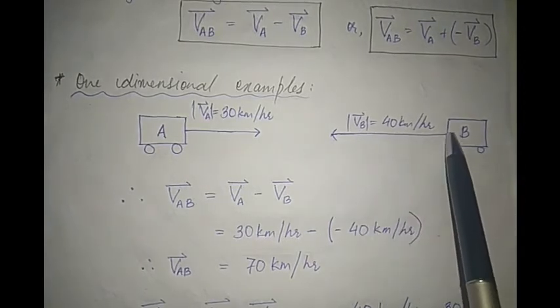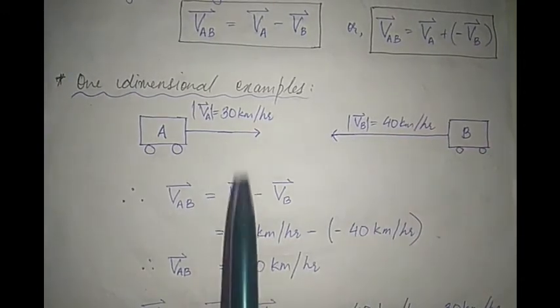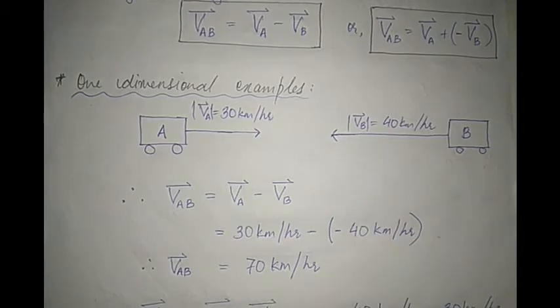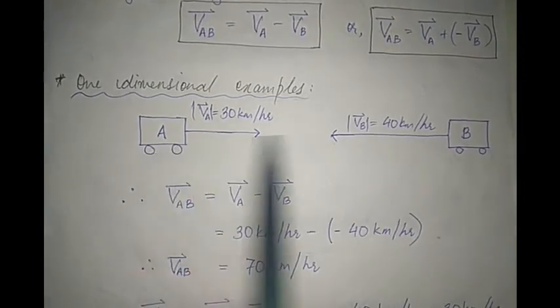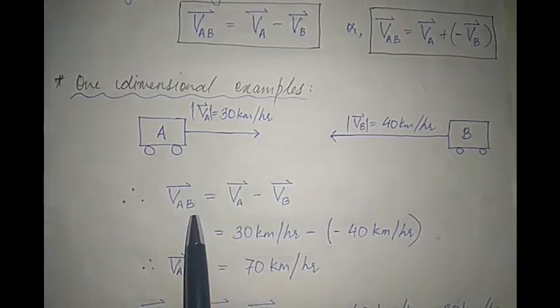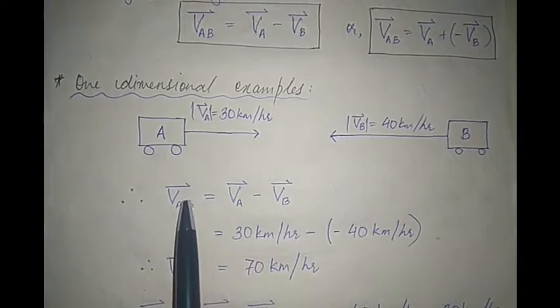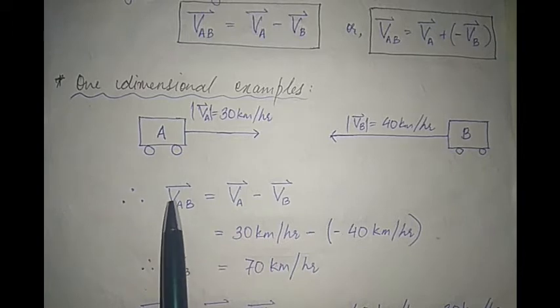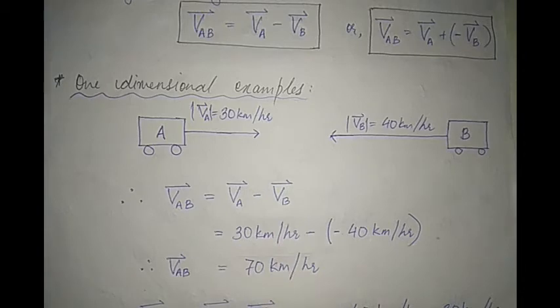And as you can see, car B is moving in a direction opposite to that of car A. So VA and VB have opposite directions. So what is the relative velocity of car A with respect to car B? The relative velocity of A with respect to B is given by VAB. This can also be read as velocity of A as seen by B, which means B is the observer over here. So VAB is given by velocity of A minus velocity of B. This is the formula for relative velocity.